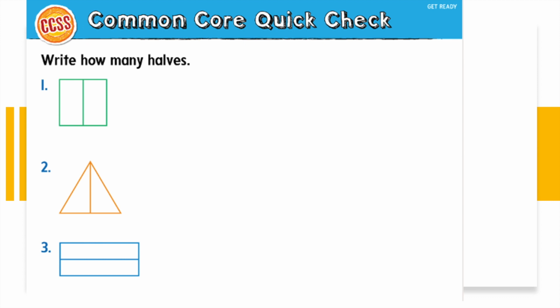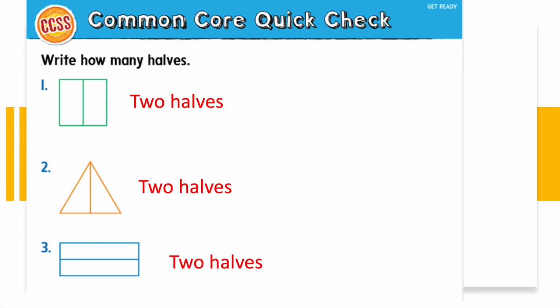Okay. Look at number 1, number 2, and number 3. Write how many halves. So look at number 1. How many halves does it have? Yes, it has 2 halves. The triangle also has 2 halves. And the rectangle has 2 halves as well. Remember, when we cut a shape in half, each of those parts are called halves. Awesome job.